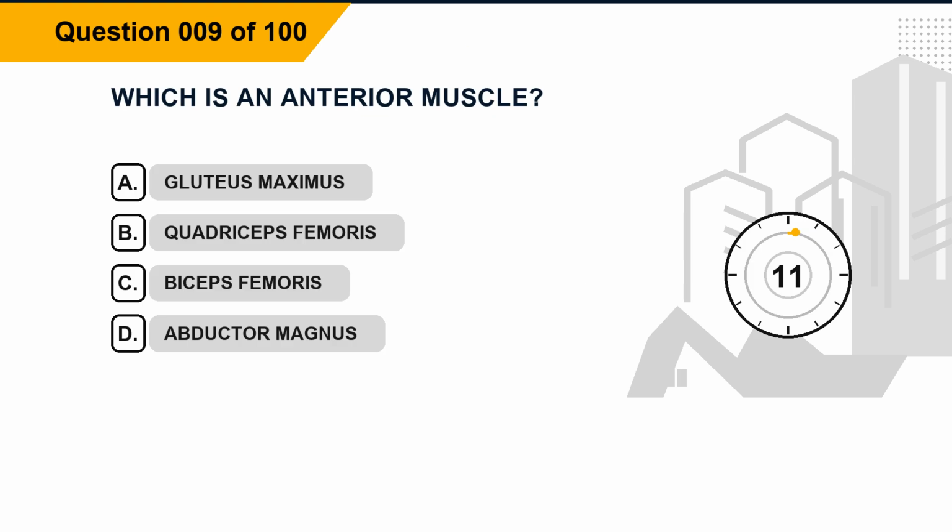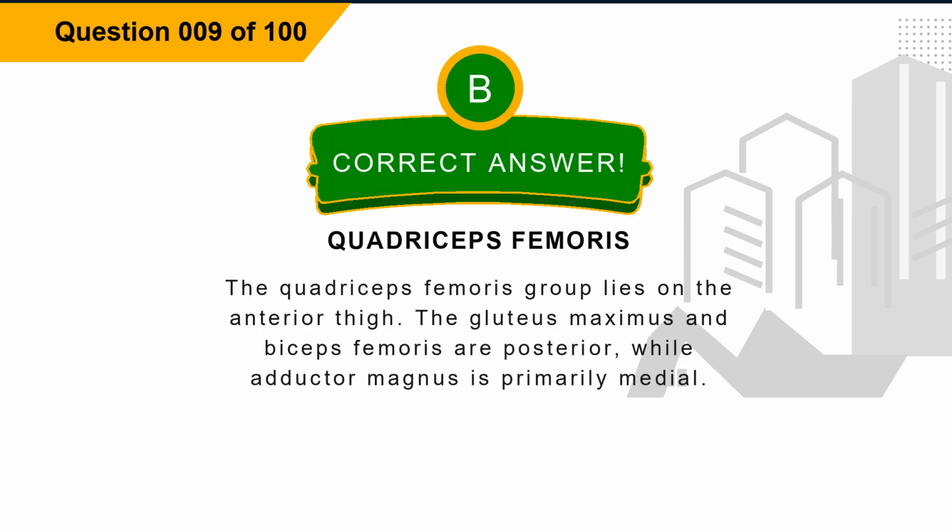Question 9. Which is an anterior muscle? Option A, gluteus maximus. Option B, quadriceps femoris. Option C, biceps femoris. Option D, adductor magnus. The correct answer is option B, quadriceps femoris. Explanation. The quadriceps femoris group lies on the anterior thigh. The gluteus maximus and biceps femoris are posterior, while adductor magnus is primarily medial.